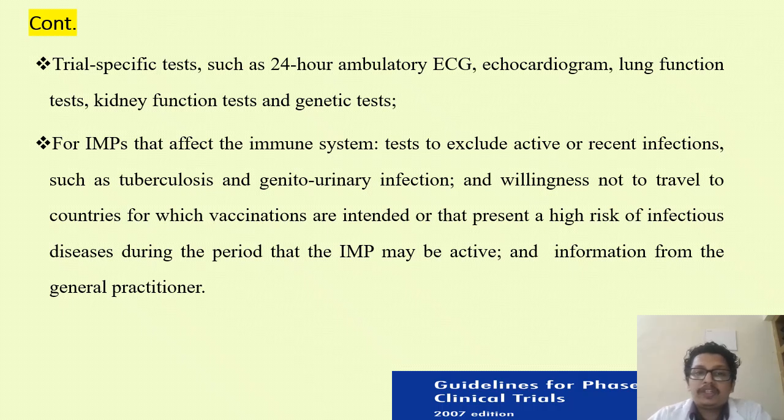Trial specific tests should be done like 24-hour ambulatory ECG, echocardiogram, lung function test, kidney function test, and genetic test. For an investigational medicinal product that affects the immune system, tests to exclude active or recent infections such as tuberculosis and genitourinary infection, and willingness not to travel to countries for which vaccines are intended or that are at high risk of infectious disease during the period that the IMP may be active, and information from the general practitioner.